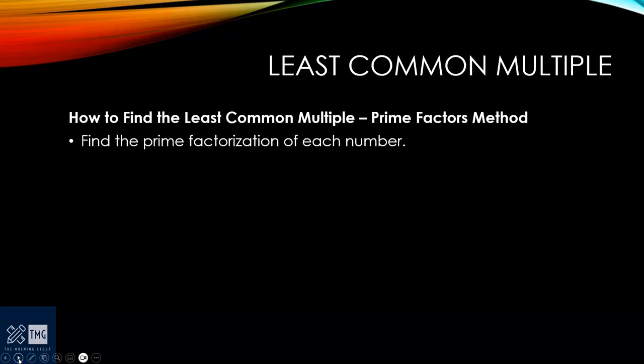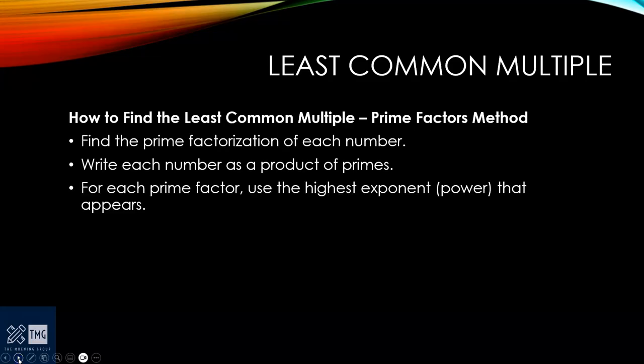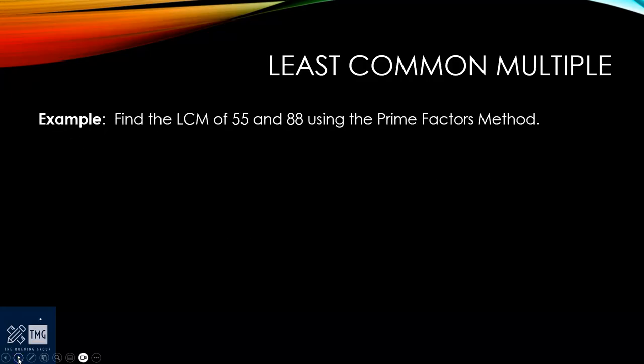First we're going to find the prime factorization of each number, so creating our factor trees. Once we have the prime factorization and we've written each number as a product of the primes, for each prime factor, we're going to use the highest exponent that appears. I'll show you what this means in an example. And then we multiply those factors together to get the least common multiple.